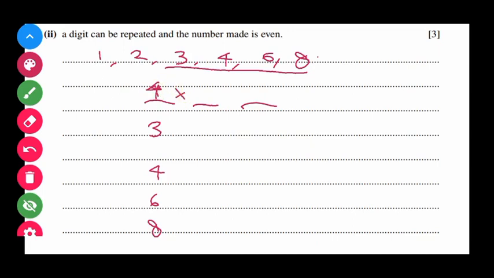The next condition is that the number must be even. The last digit decides whether the number is even or odd, right? As the number is even, the last place can be occupied by either 2, 4, 6, or 8. It never comes together; any one of these is possible, so we take only one choice at a time. So here there are 4 ways.